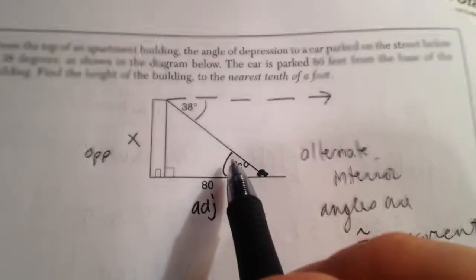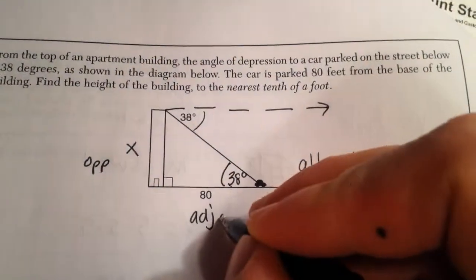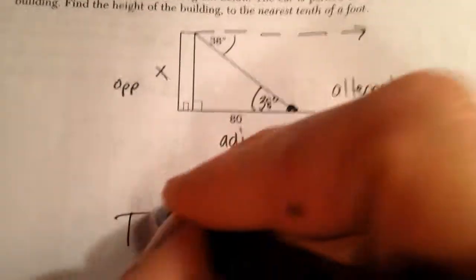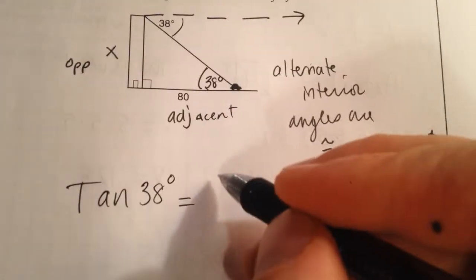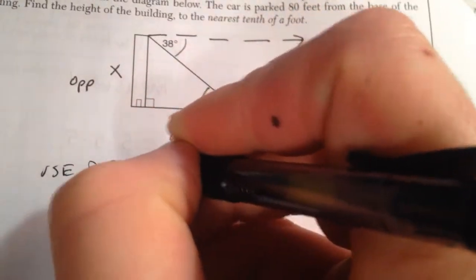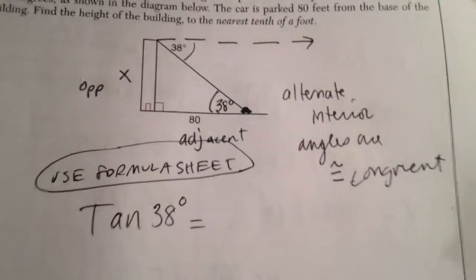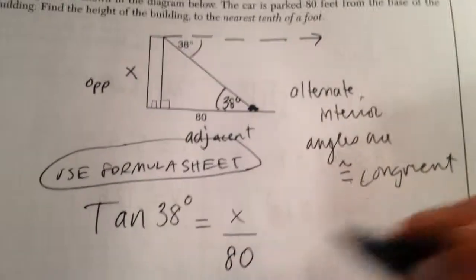Using right triangle trigonometry, I noticed that I have an opposite side and an adjacent side, which takes me to tangent. So using the tangent of a 38-degree angle, tangent is opposite over adjacent. Make sure you use your formula sheet because all these are on there. The opposite is x, the adjacent is 80.